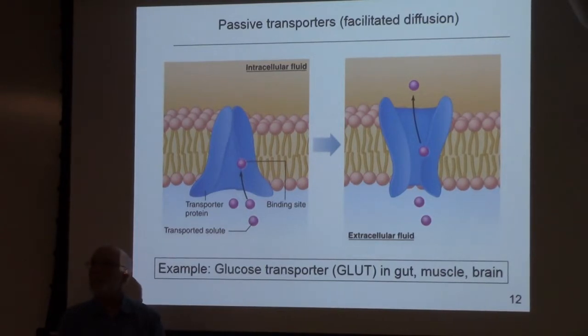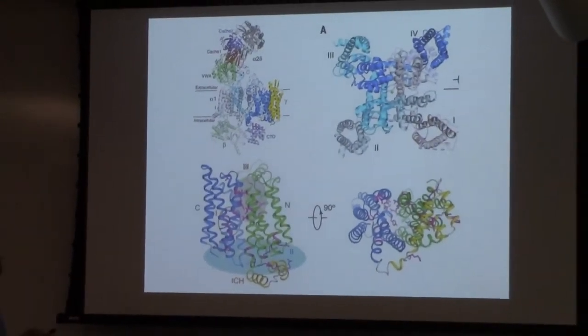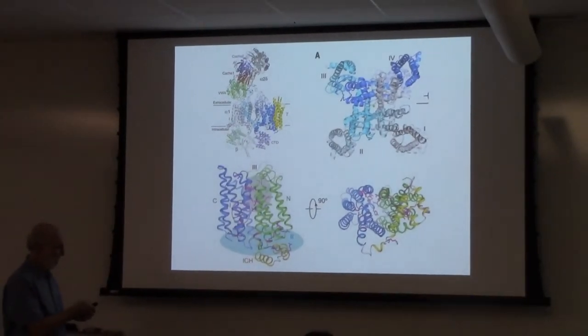Some of you will be disappointed that we're not going to get into molecular mechanisms. Most of you are probably pretty relieved. It's there though, all the time. So here is the glucose transporter, side view, top view.